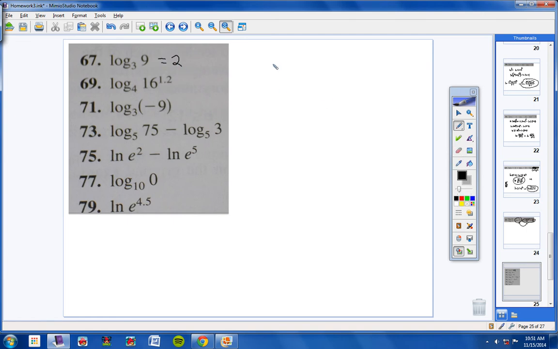Okay, let's try the next one here. Log base 4 of 16 to the 1.2 power equals x. So next I have 16 to the 1.2 power equals 4 to the x power. Okay? I want to write both sides with the same base. Okay? Well, I can write them both with the base 4. So for 16, I'm going to put 4 squared, 1.2, okay?